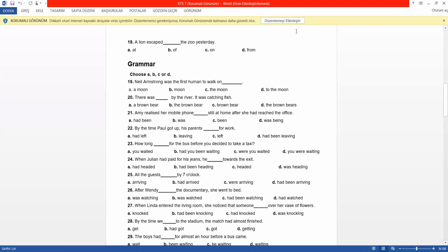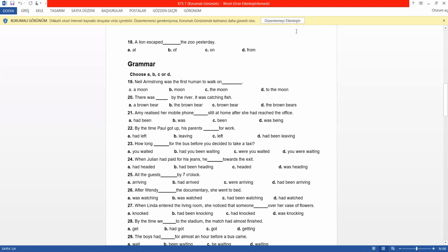As we understand, that action happened before the moment when the person took a taxi, and as far as we can see the duration of this action, yes, we want to express the duration of the action, and the question word "how long" emphasizes that, we need to use past perfect progressive.